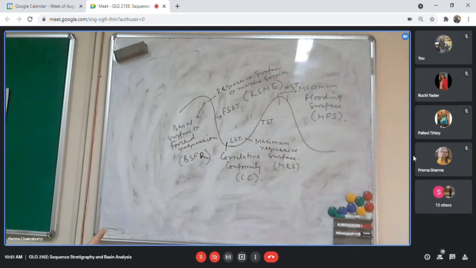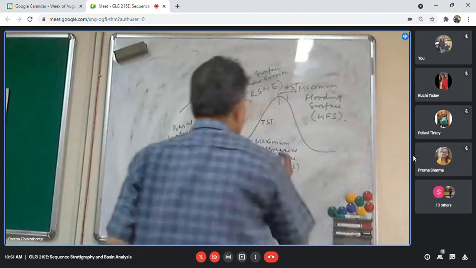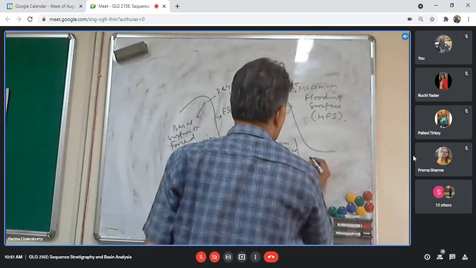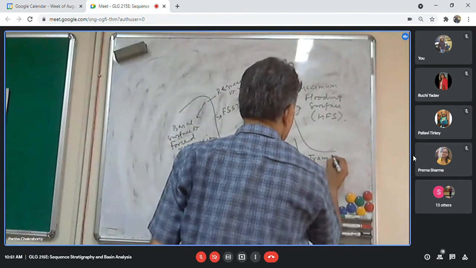The lowstand system tract will be bound by the correlative conformity at its base, and the maximum regressive surface, MRS, will be at the top of the lowstand system tract. Some people also refer to it as the transgressive surface.